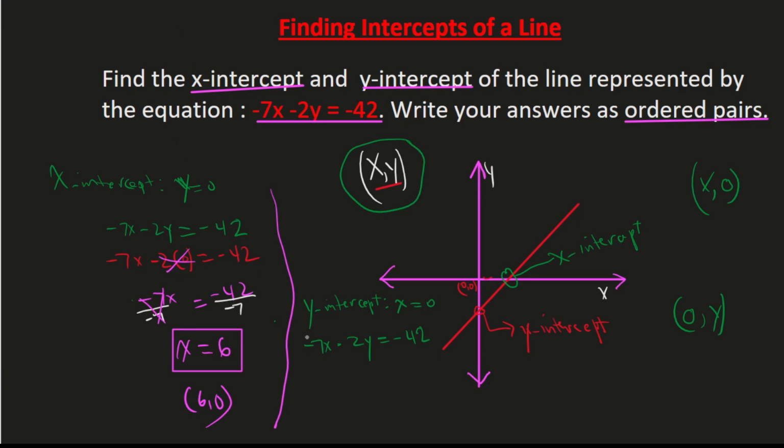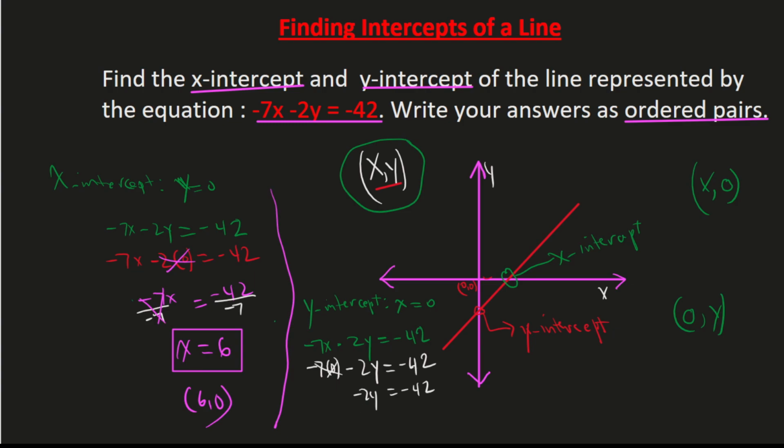And let's go and plug the value of x into the equation. So x is equal to 0. So I'm going to get minus 7, but x is equal to 0, minus 2y is equal to minus 42. Negative 7 times 0, that's 0. So I'm left with minus 2y is equal to minus 42.